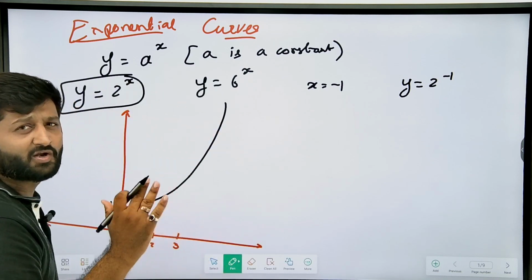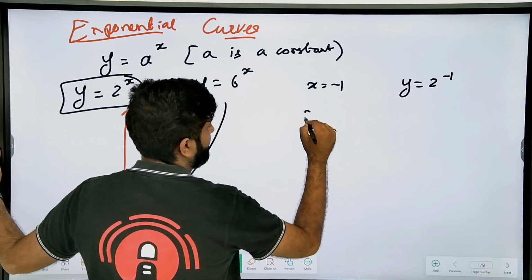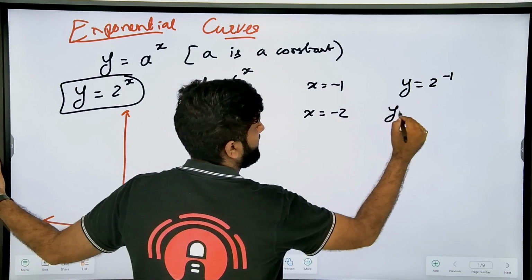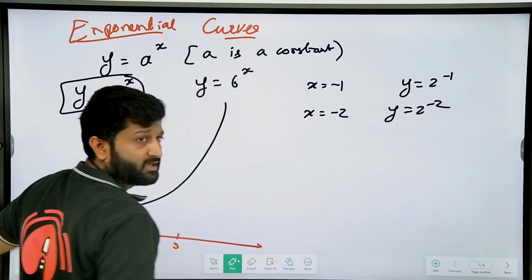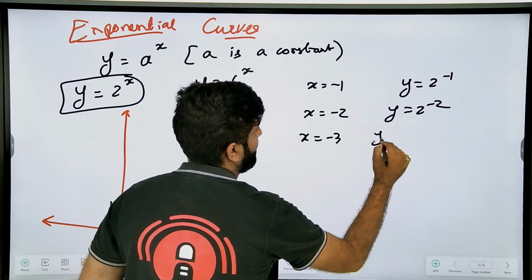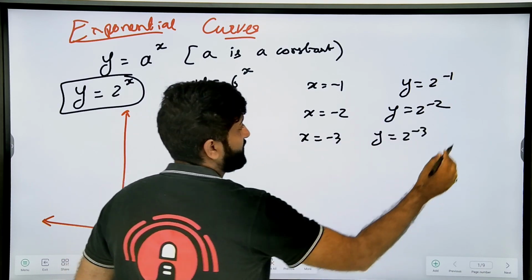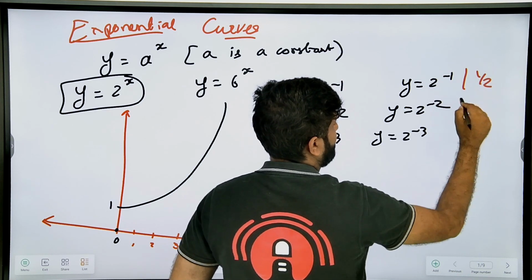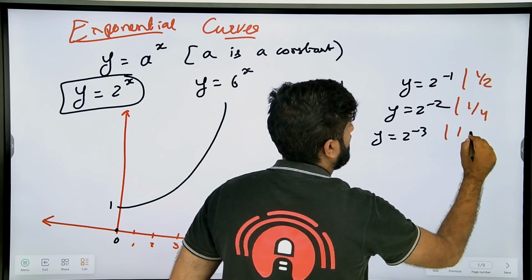That is 1 over 2, that is 0.5. When x is minus 2, y is going to be 2 power minus 2. So when x is negative 3, y is going to be 2 power minus 3. So guys, this is half, 1/4, 1/8.